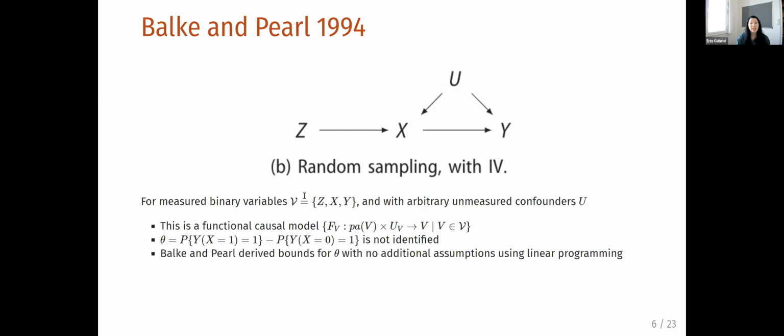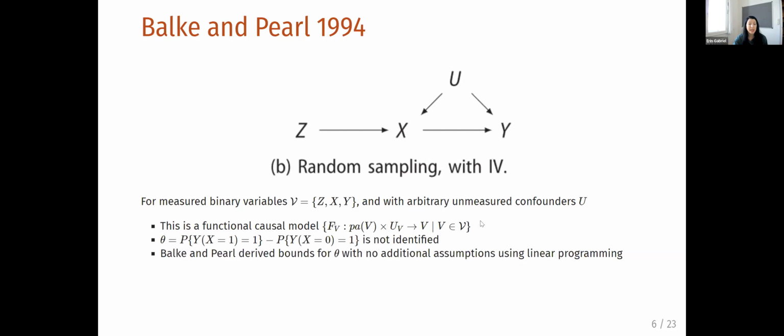So going back to bounding in general, the first, or I believe to be the first set of bounds that are using the linear programming method that I will discuss, was Balke and Pearl in 1994 in Balke's thesis. They bounded the now famous IV setting where Z, X, and Y are measured binary variables, and U is an arbitrary, potentially set of unmeasured confounders between the exposure of interest and the outcome.